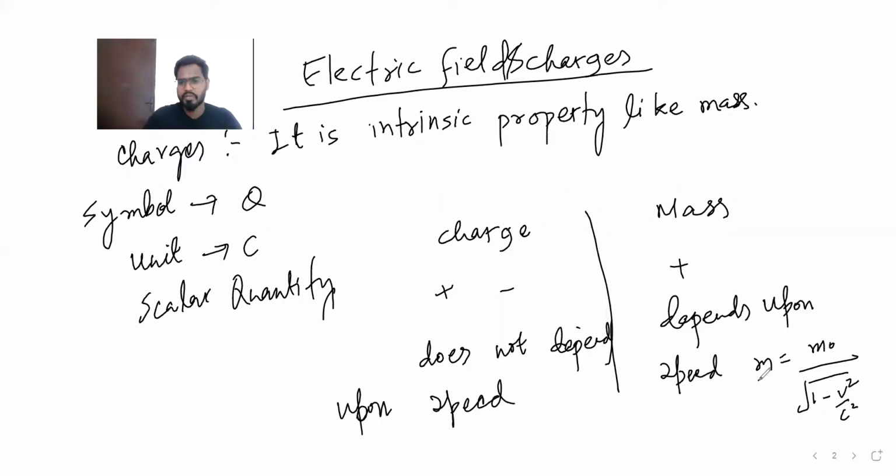Let's see charge first. Charge can be positive and negative, like types of charges. But mass cannot be negative, right? Charge does not depend upon speed, but mass does. That is, m equals m naught over the square root of one minus v squared by c squared. You might have seen this formula in class 11.